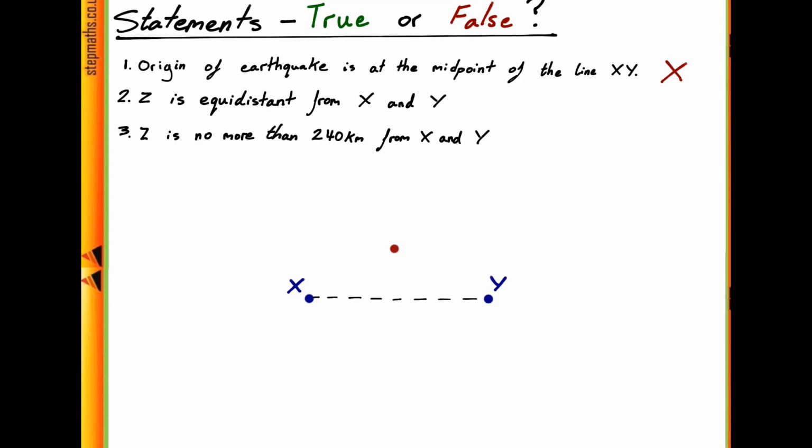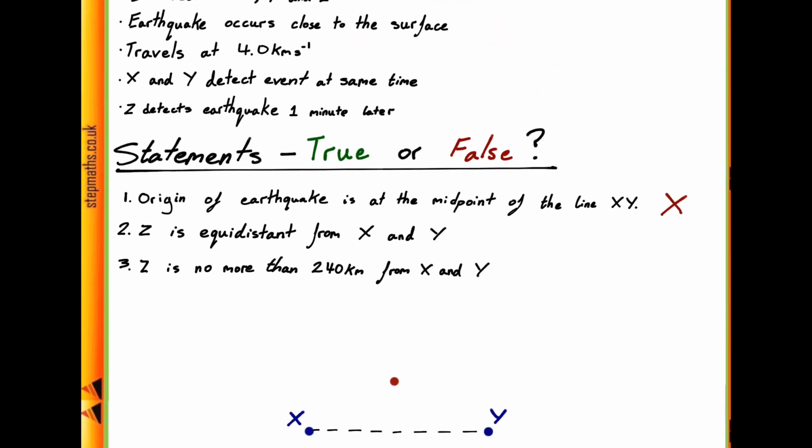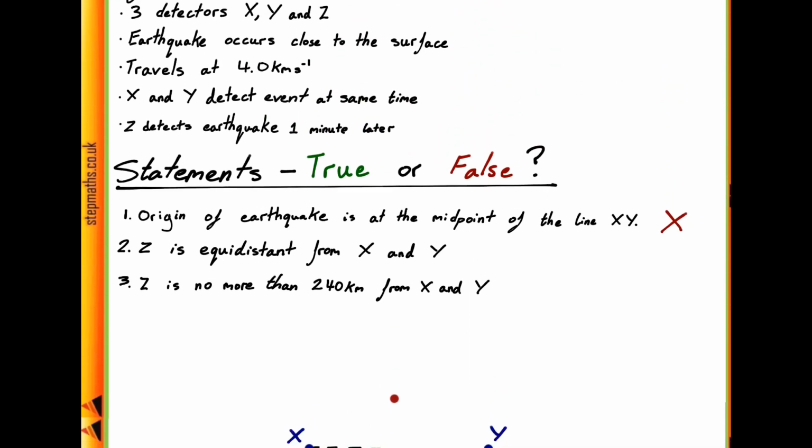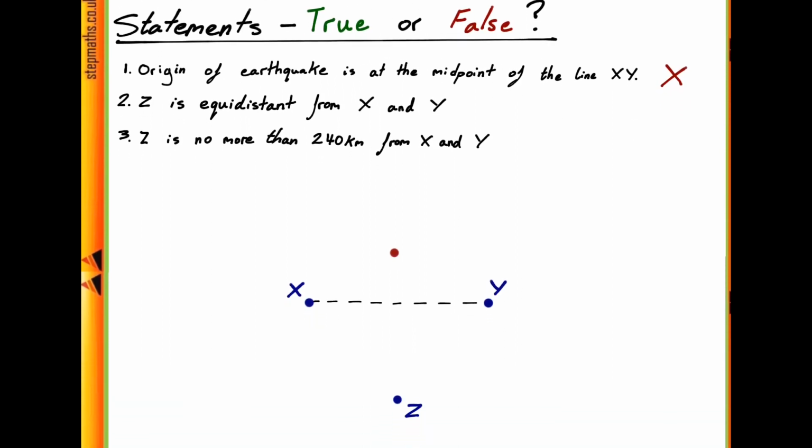What I first did was imagine that Z would be equidistant from both X and Y, because when I read the question, it said that Z detects the earthquake 1 minute later, and for some reason I just presumed that the earthquake was travelling from X and Y to Z, whereas actually this isn't what the question's asking at all. In fact, are there any other places you could imagine that we could put Z instead?